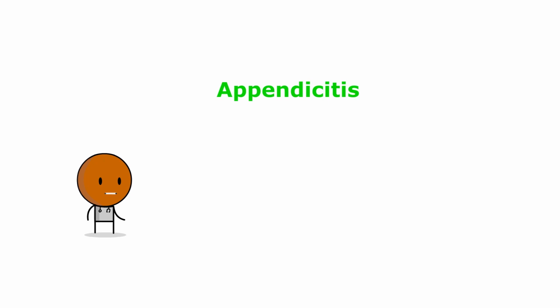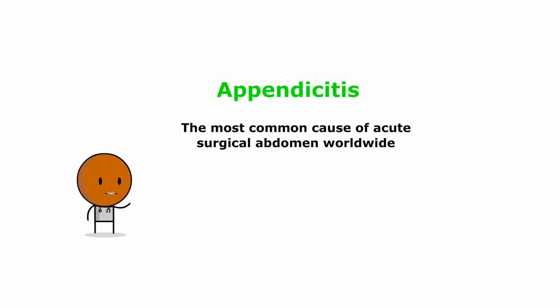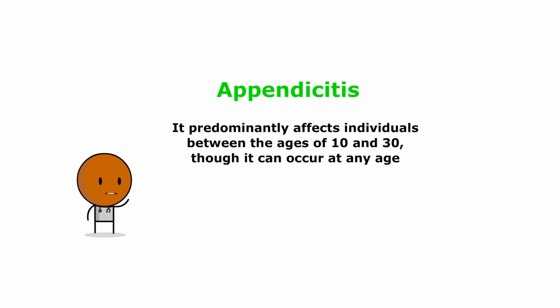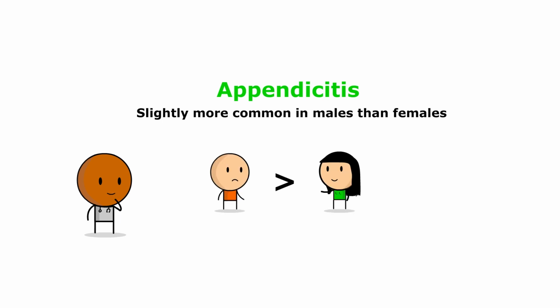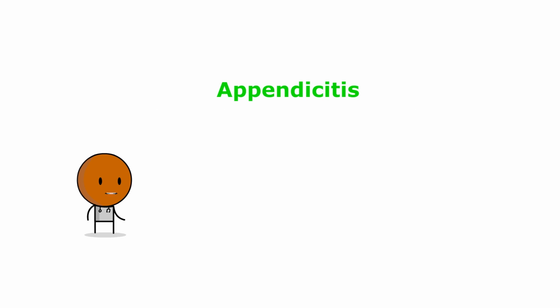So appendicitis is the most common cause of acute surgical abdomen worldwide. It predominantly affects individuals between the ages of 10 and 30, though it can occur at any age. Gender-wise, it's slightly more common in males than females. The lifetime risk is estimated at 7 to 8%.